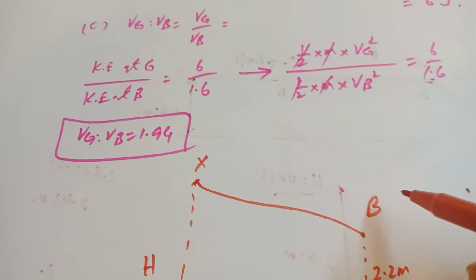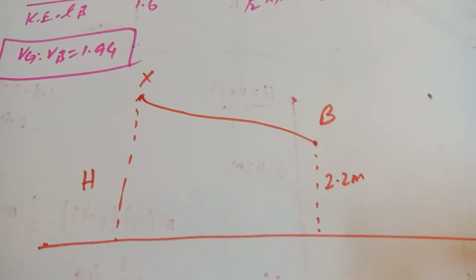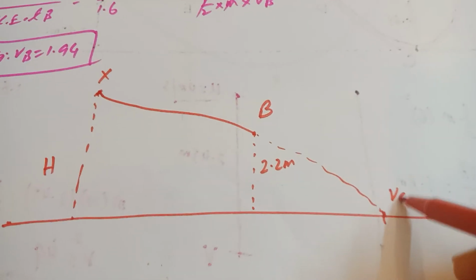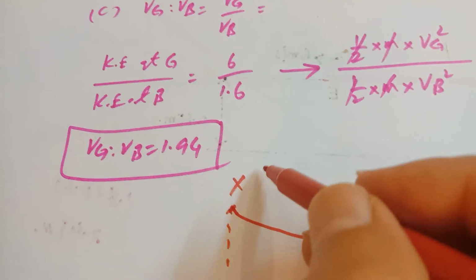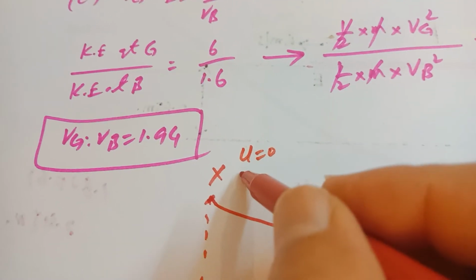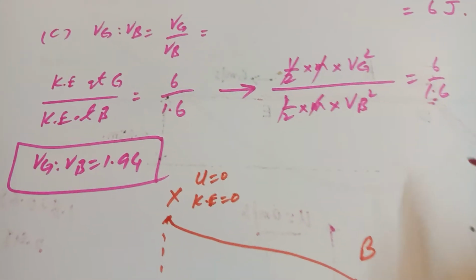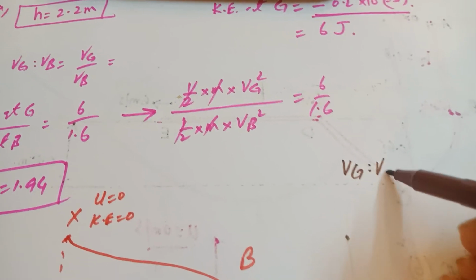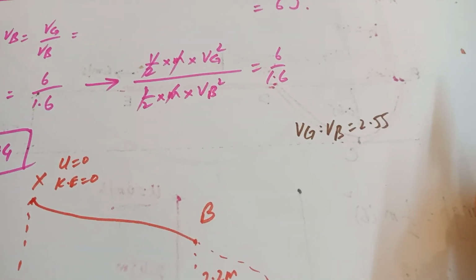Now we can use this height that we found in the previous parts. So this just goes down and hits the ground. So here is the velocity at G. We are given that when we release this from the point X, the velocity is 0, so that means the kinetic energy is going to be 0 over here as well. We're given that Vg ratio Vb is 2.55, and we have to find H correct to two significant figures.